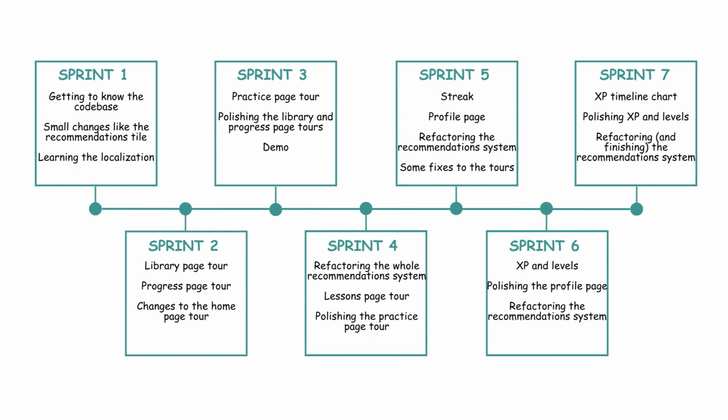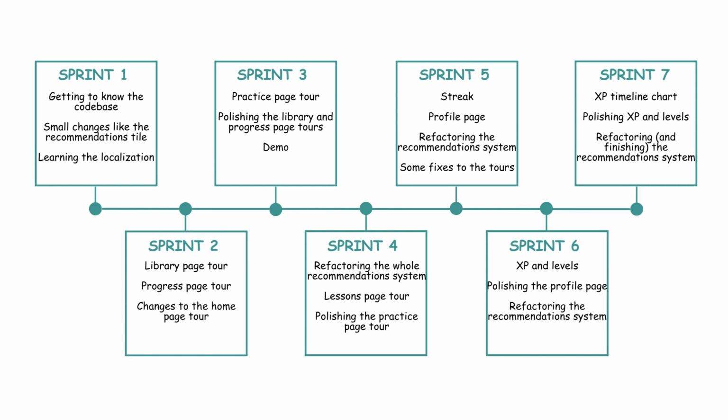Here is a timeline of our project. In the first sprint, we got to know the code base because it was an existing project. We made small changes to the recommendation system and we learned the localization. Sprint 2, we started making tours. We made a library tour and a progress tour and a wee bit of changes to the homepage tour. Sprint 3, a practice tour and polished the old ones and made a demo. In the Sprint 4, we started refactoring the whole recommendation system. We made even more tours and polished the old ones.